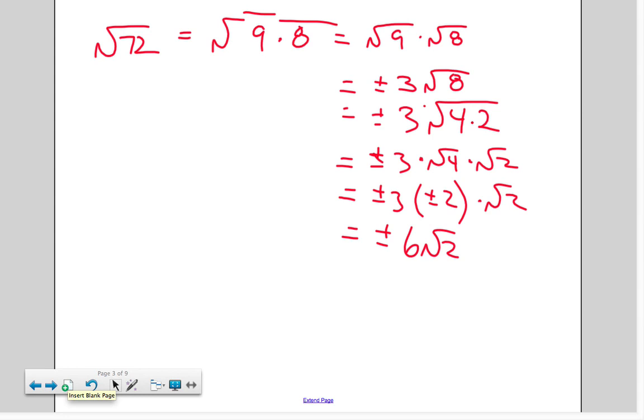Okay? So the whole idea is whatever's in the square root part, try to pull out a perfect square, factor out a perfect square, so you reduce it to something like that. So that's what we mean by reducing the radical.